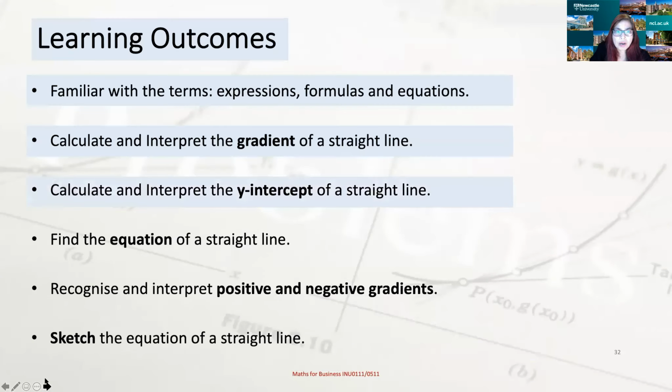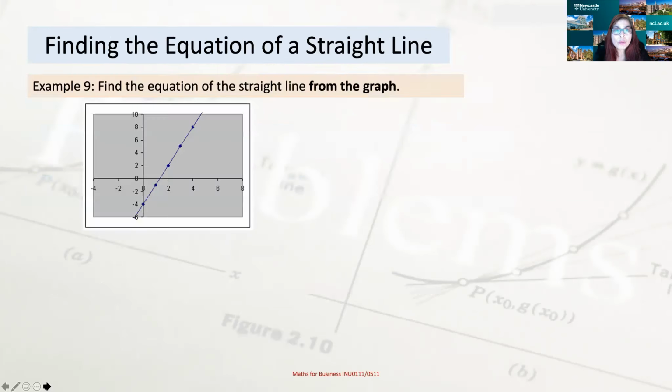So we have seen how to calculate and interpret the y-intercept of a straight line. Now let's see how to find the equation of a straight line. Okay, there are three main exam style problems, three different forms of exam style problems for finding the equation of a straight line. So you will be either given one of these, okay? So find the equation of the straight line from the graph. The first way is to find from the graph. How will you find the equation of a straight line from a graph?